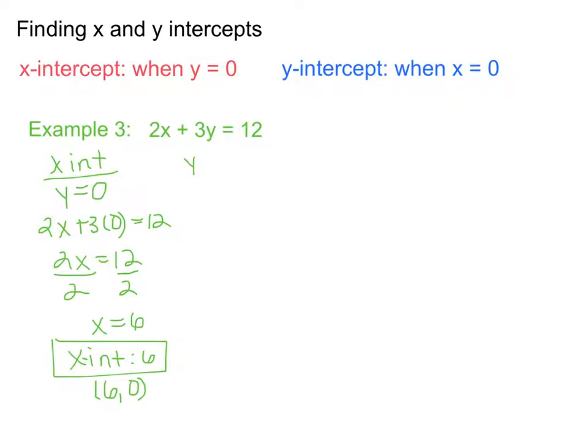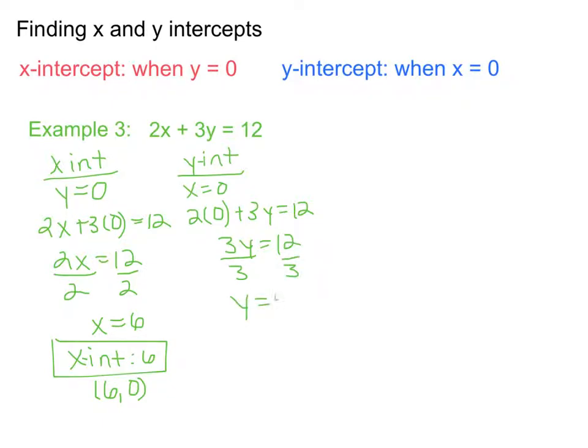Now let's find the y-intercept, and that's when x equals 0. So we're going to plug in 0 for x into the equation. So 2 times 0 plus 3y equals 12. Then that's just 0, so it's 3y equals 12. Divide both sides by 3, and y equals 4. So that means the y-intercept is 4. And that means the point 0, 4 is on our graph. Let's graph this too, since we had 2 nice points here.